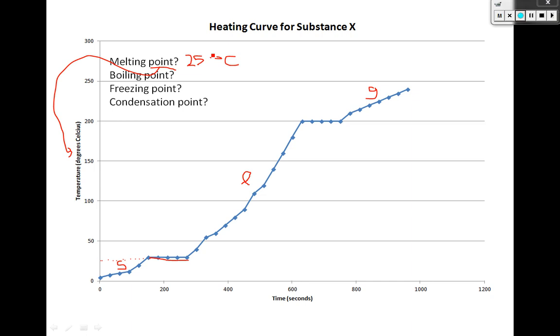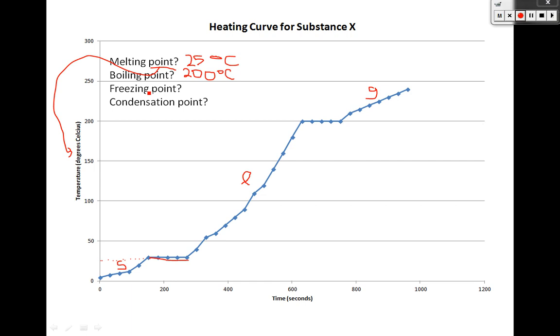Okay? So now the boiling point. I know boiling is going from liquid to gas, and I know the temperature doesn't change when it goes between liquid and gas, so this has got to be my boiling point here. And if I trace that over, that's going to be 200 degrees Celsius.